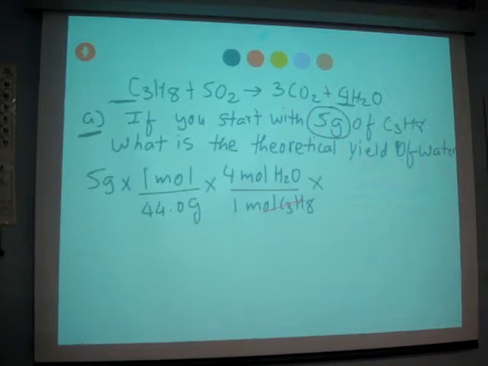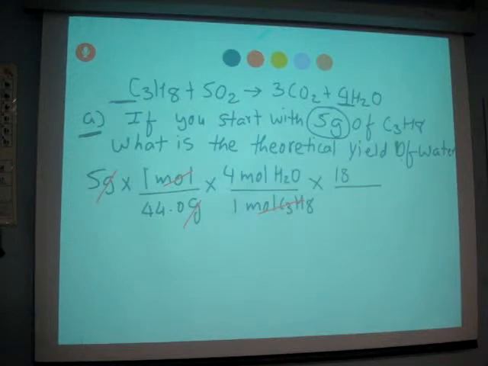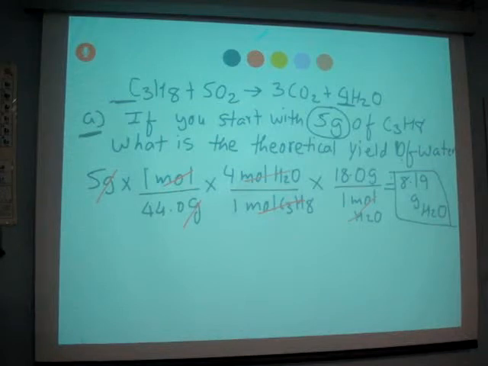You do that, moles of C3H8 and grams of C3H8, that cancels. And now we have moles of H2O, and we convert into grams of H2O. We know 18.0 grams of H2O per 1 mole of H2O. In that case, moles cancel, you convert to grams of H2O, and you can produce about 8.19 grams of H2O. That's the theoretical yield.